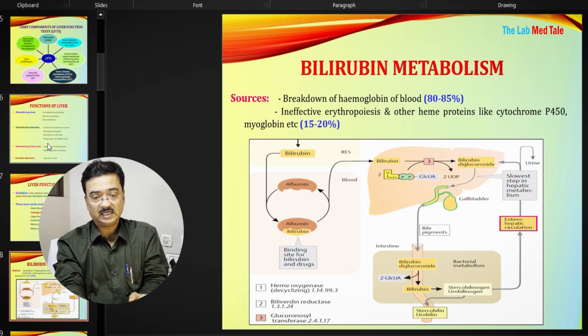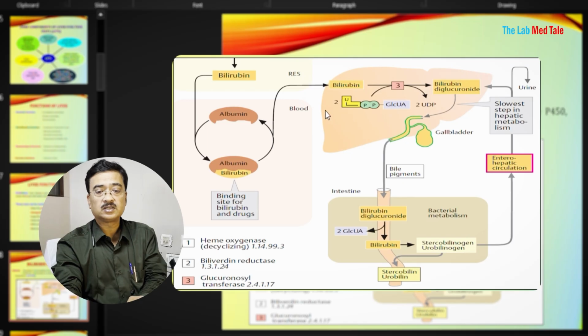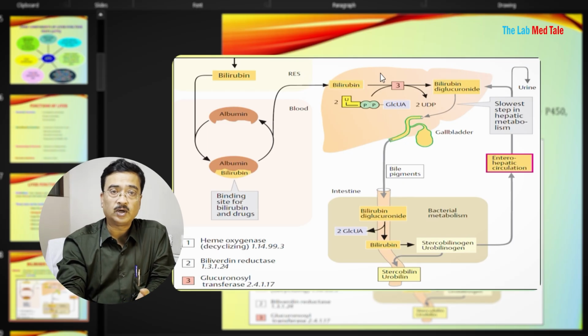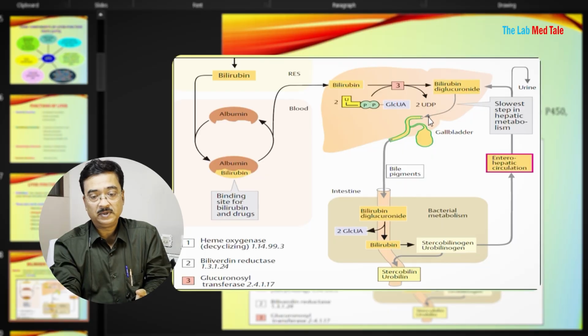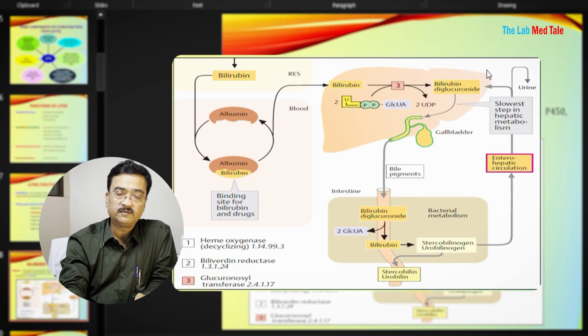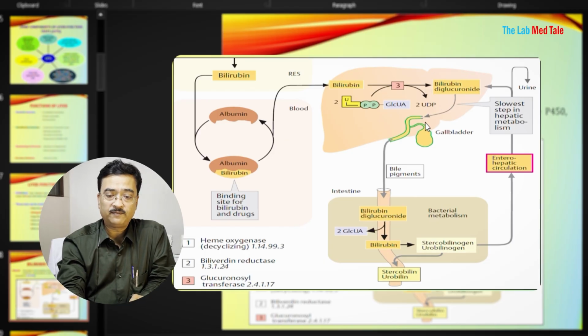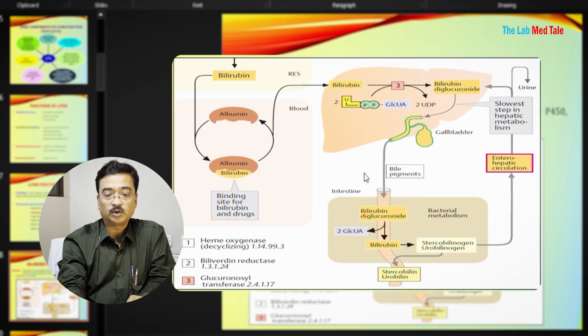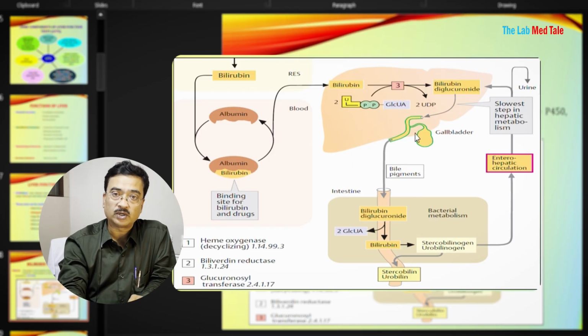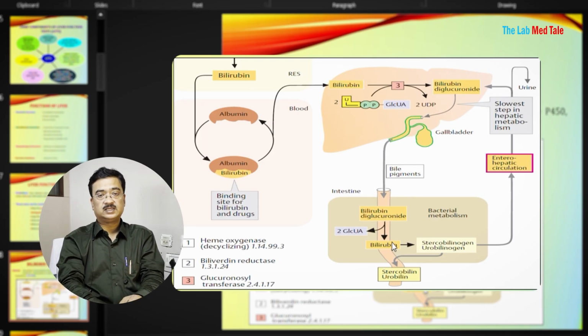Now once it's taken up by the liver, it needs to make this bilirubin a water soluble product. That is called glucuronidation. So what happens? Bilirubin is getting conjugated with two molecules of glucuronic acid and therefore produces bilirubin diglucuronide. Now this bilirubin diglucuronide is absolutely water soluble. Because it is water soluble, it dissolves in the bile and therefore is excreted into the intestine.